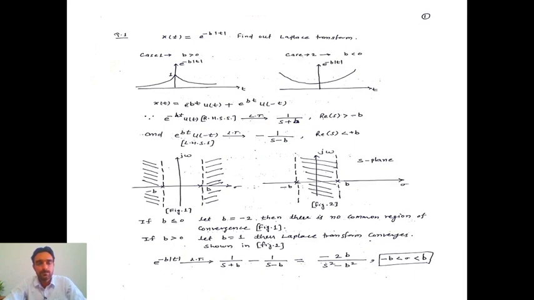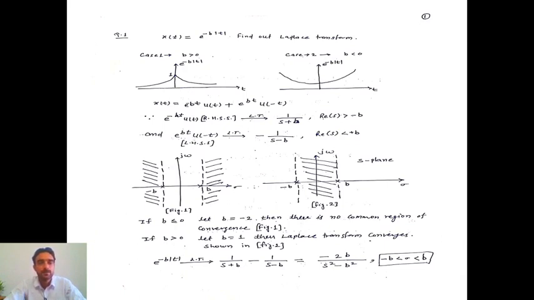Before going to the inverse Laplace transform, one very important question is there. So first of all, let us discuss this question. If any time domain signal x of t is equal to b e to the power minus b mod of t is applied to any linear time invariant system, then what should be the Laplace transform of this particular input?